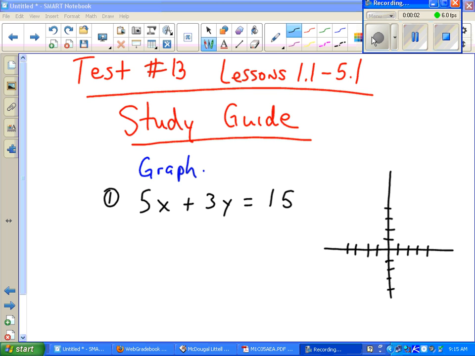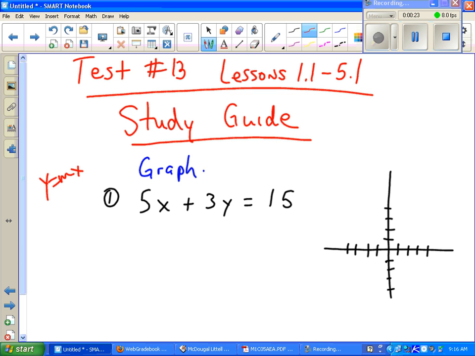Okay, this is test number 13 from lesson 1.1 through 5.1 study guide. First thing you need to do is graph 5x plus 3y equals 15. You need to get that from standard form into slope-intercept form to where you can see what the slope and the y-intercept is. Remember your slope-intercept form is y equals mx plus b.